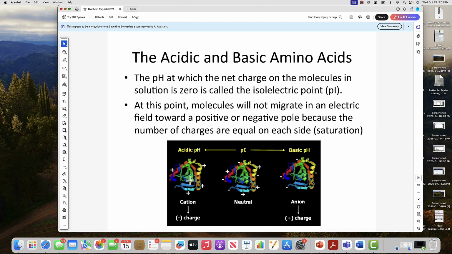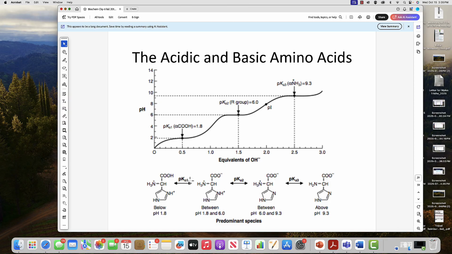Okay, so this was the isoelectric point that I was talking about. It's the pH at which the net charge of a molecule in solution is 0. Okay, that is the isoelectric point. In this diagram, you can see as pH increases, as you add more hydroxyl, which is the base. Okay, and so this is important in understanding how amino acids can be altered and how they can interact with other molecules.